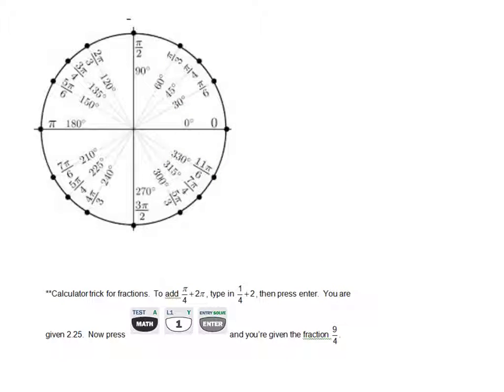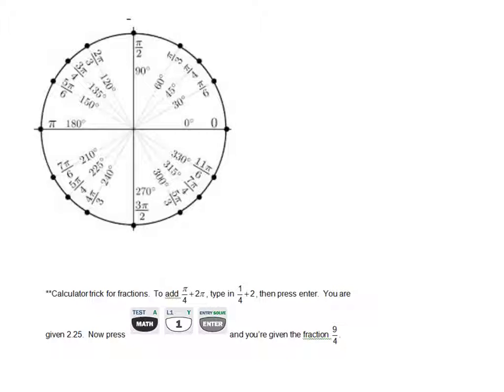Now here's a circle with central angles labeled 30 degrees, 45 degrees, 60 degrees, and so on. Their corresponding radian value is beside them. So if you're at 30 degrees, the radian value is pi over 6. 45 degrees, the radian value is pi over 4, and so on. And in a later lesson, we'll get more into that.